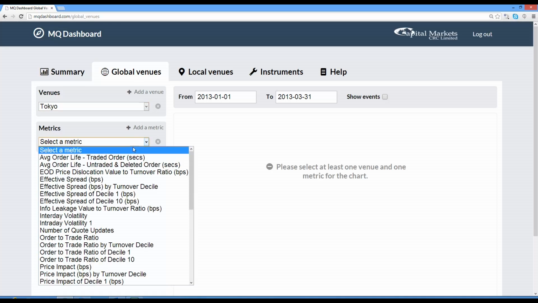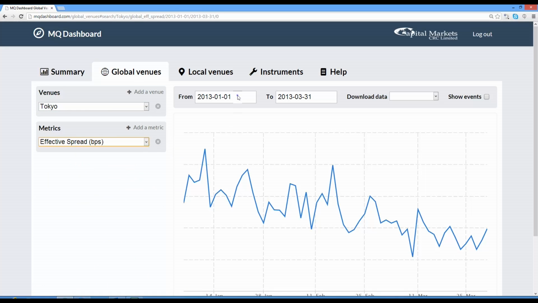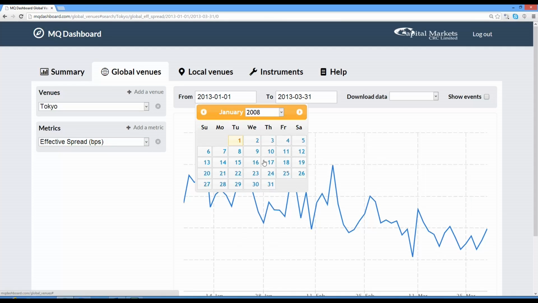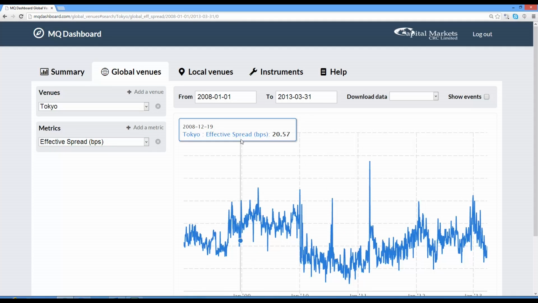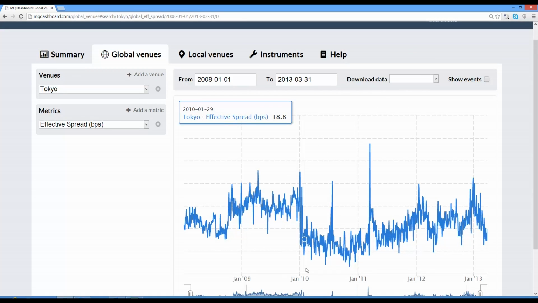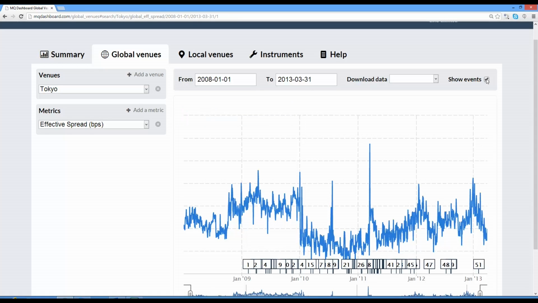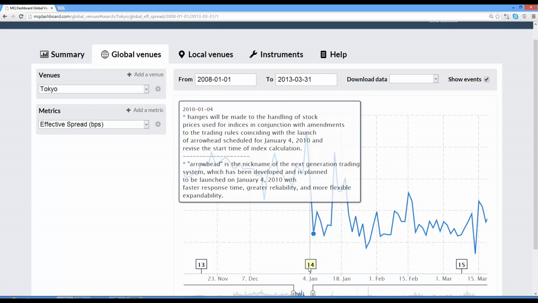For convenience, I will again choose the effective spreads measure. Again, I choose a few years of data, and immediately you can see a major change in the effective spread metric in early 2010. To appreciate just what might be causing this change, I turn on the Events tab on the far right of the screen. Once I do this, all major market design changes to have occurred in the Japanese equities market over the relevant period will appear. I will now zoom in on the area surrounding this change to reveal event 14.